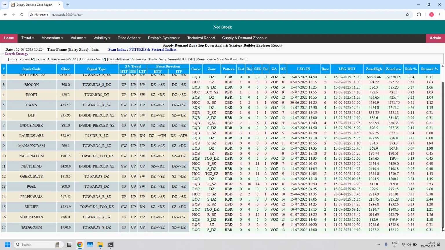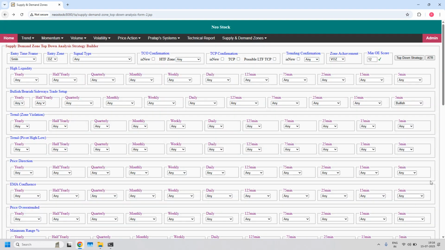Now let's verify how many of these 17 stocks are having 5 minutes and 15 minutes demand zone confluence.